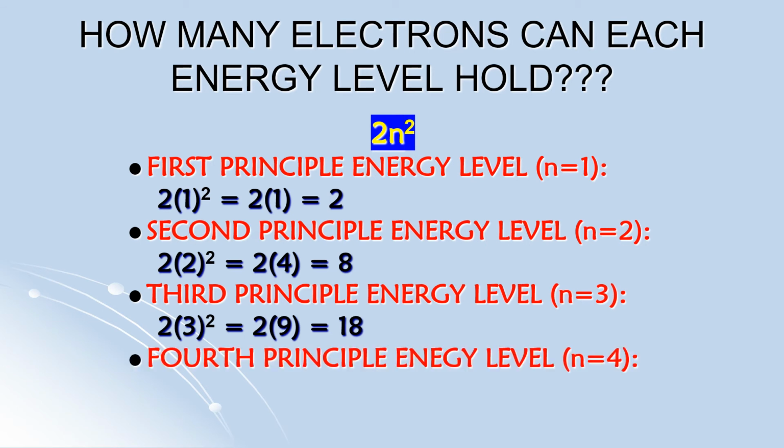Finally, do the same thing with the fourth energy level. Just plug in the numbers. 4 squared is 16 times 2. That gives us 32, which means the fourth energy level can fit in a maximum of 32 electrons. But of course, all of them can definitely have less electrons than this maximum limit, but they cannot have more than that.